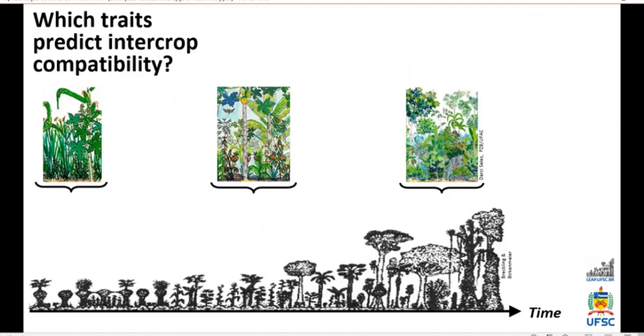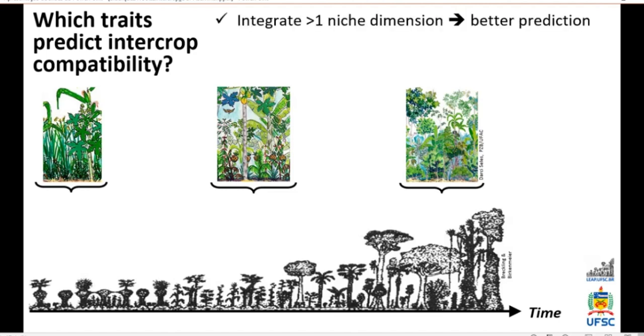So I will try to address this issue in the next few slides, but let's start with what traits we need to take into account to ensure that different species of crops, shrubs, and trees complement one another well and efficiently. So to be a really useful tool, what we should do is to integrate more than one niche dimension in a single trait, because otherwise we'll need lots of traits to really capture what's going on in the ecosystem.